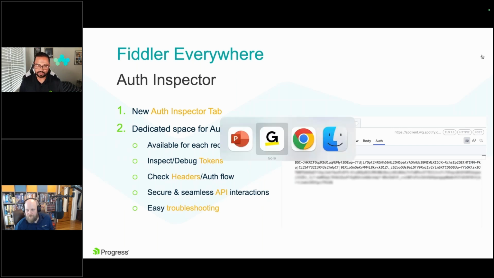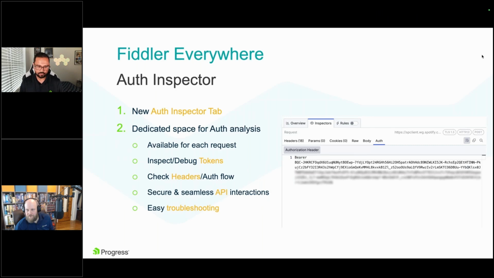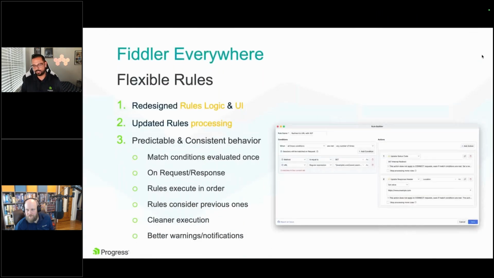Okay, so let's go back here and let's move on. Rules. This is one of the most powerful things that I think Fiddler Everywhere brings to the table. This is what gives us that full flexibility of how do I work with specific things. What do I want to block? What do I want to allow? If this happens, I want this other thing to happen. So all of that is encompassed in our rule builder.